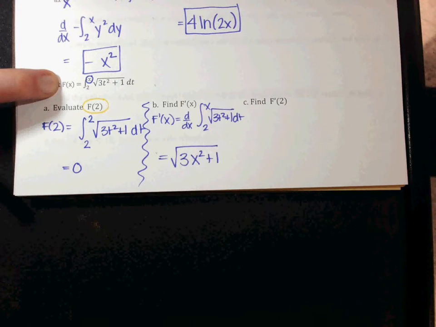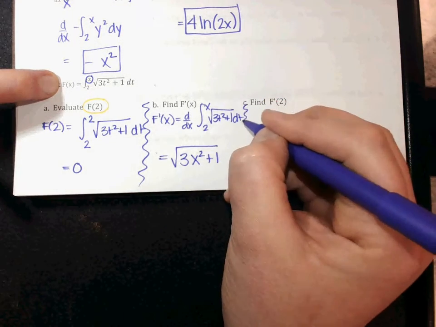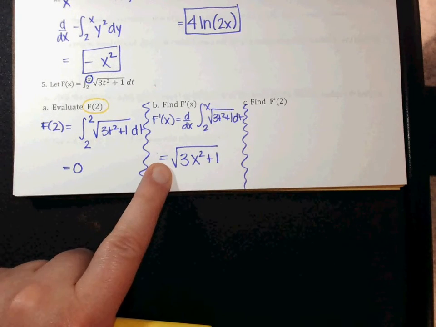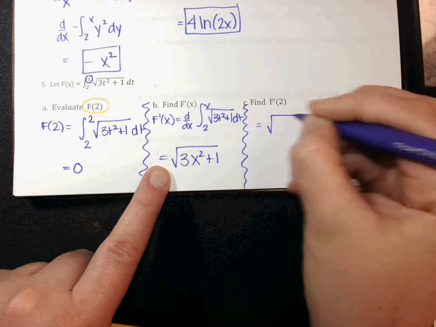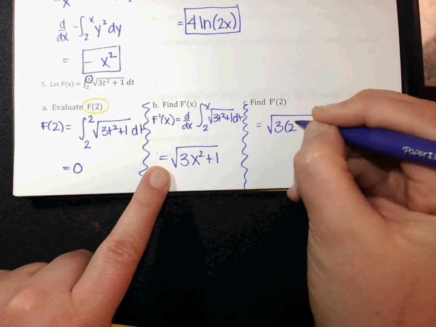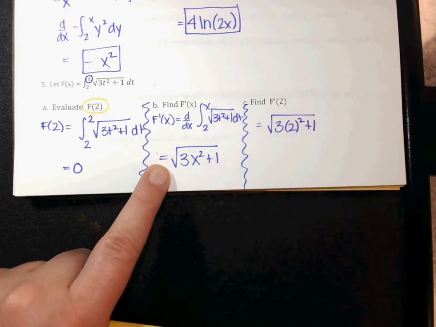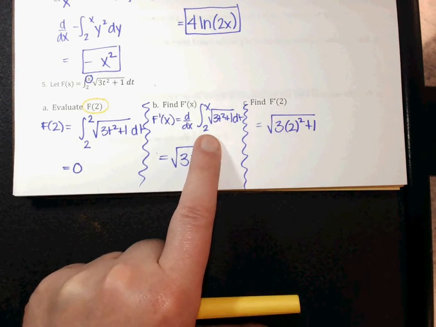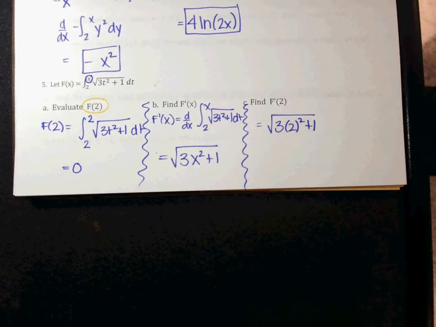Okay, and then if I want capital F prime at 2, what would I do? Take my f prime of x and plug in 2. So that would be the square root of 3 times 2 squared plus 1. So this is f with an integral, f prime, the integral goes away. Then if you want to plug in a number, you would just do it.